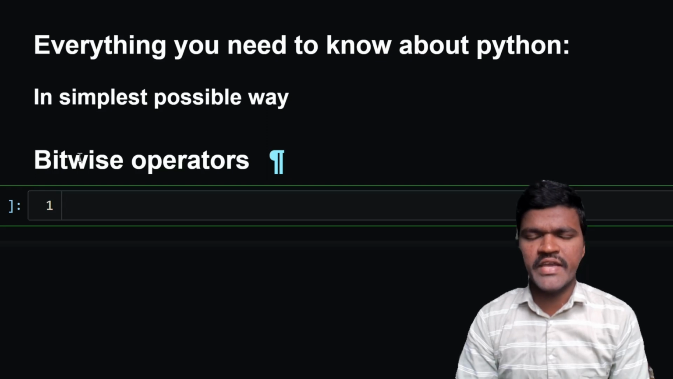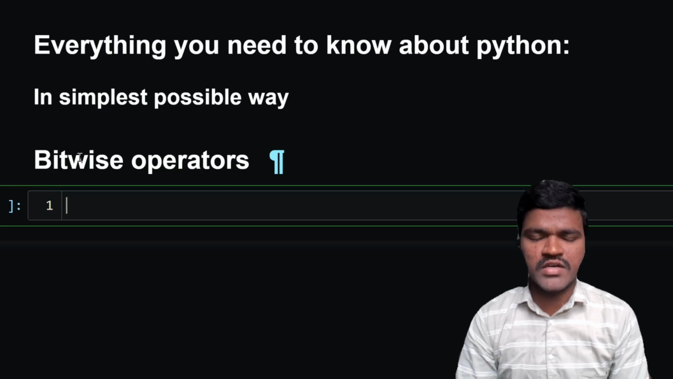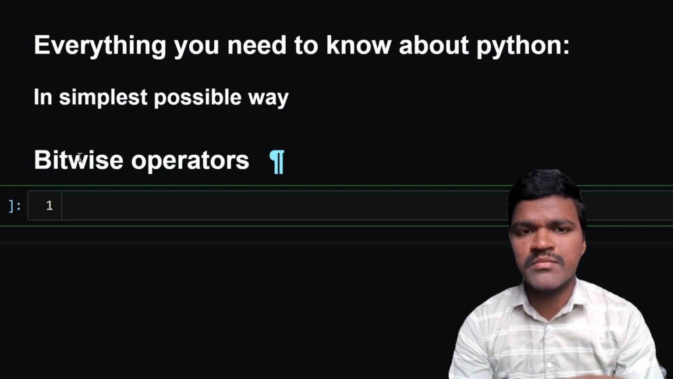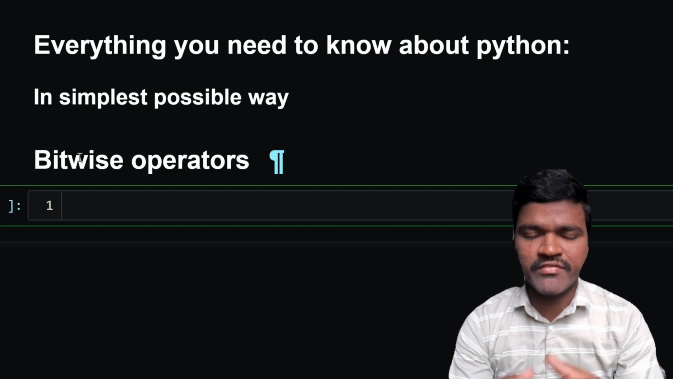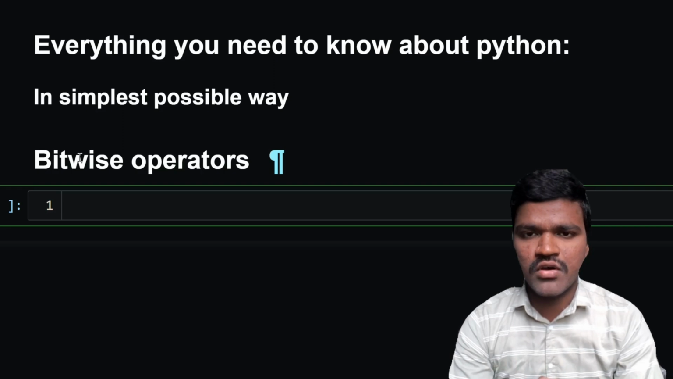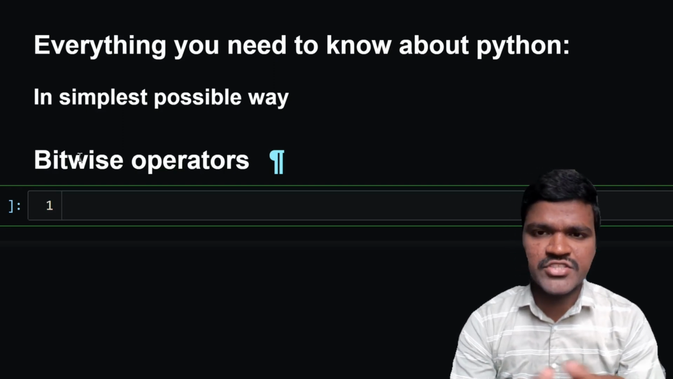In our previous video, we have seen arithmetic operators, relational operators, and also logical operators. In this video, we will see bitwise operators and how they work. Bitwise operators are used to operate on numerical values by converting those values to the binary level and performing operations. We have different bitwise operators like bitwise AND, bitwise OR, bitwise XOR, bitwise NOT, and also the shift operators, left shift and right shift.